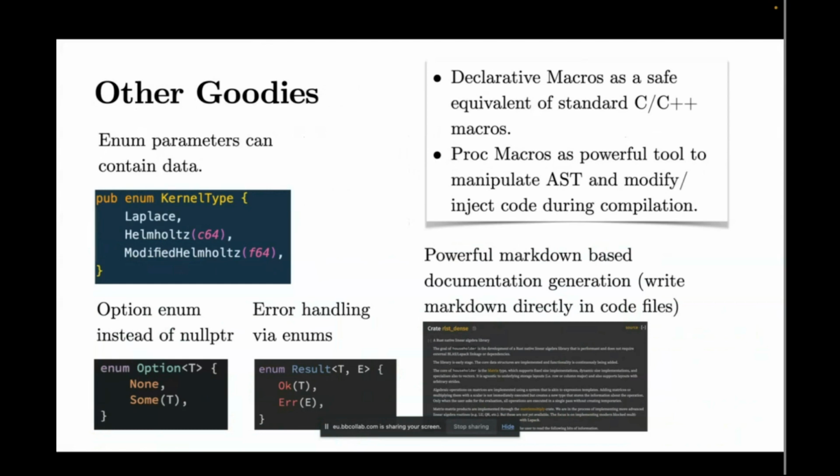There are lots of other goodies within Rust. Enum parameters can contain data, which is very nice. For example, in some of our codes, we have such a kernel type for different PDE problems. Helmholtz problems and modified Helmholtz problems have a wave number, so the enum type for Helmholtz just takes a complex 64 as a wave number, as an additional parameter as part of the enum. So you can do lots and lots of cool stuff with this.